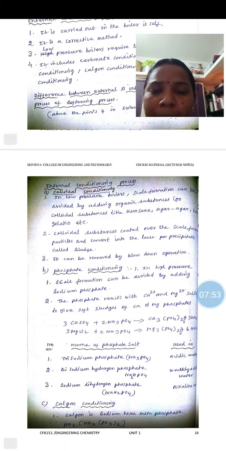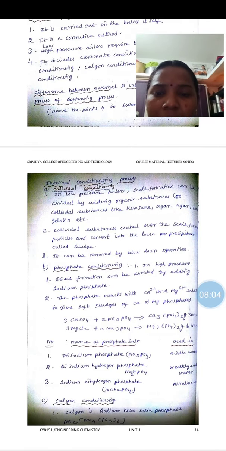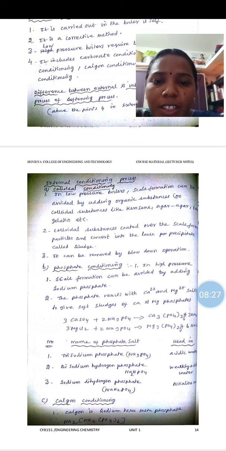The internal conditioning methods are classified into four types. The first one is colloidal conditioning, the second is phosphate conditioning, the third is calgon conditioning, and the fourth is sodium aluminate conditioning. Colloidal conditioning means we add some boiler compounds into the boiler to remove the scale-forming substances. By adding organic colloidal substances like kerosene and agar-agar, you can eliminate the sludges and scales. This is known as colloidal conditioning.